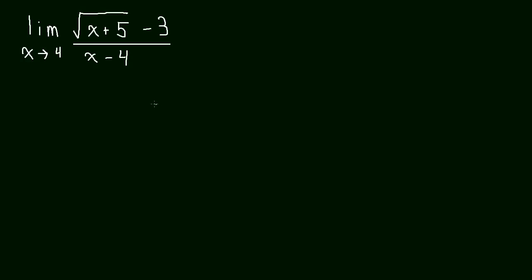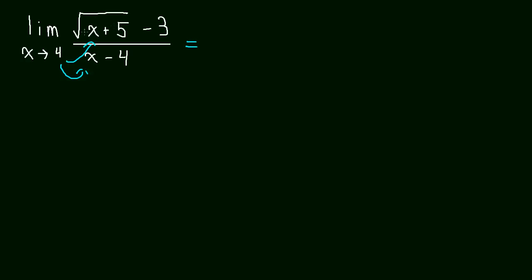Okay, we have a new limit here that we're going to look at, and it's the limit as x approaches 4 of the square root of x plus 5 minus 3 divided by x minus 4. Okay, so if we try and plug 4 in here, we're going to end up with 0 over 0 again. And it doesn't take much to see that.